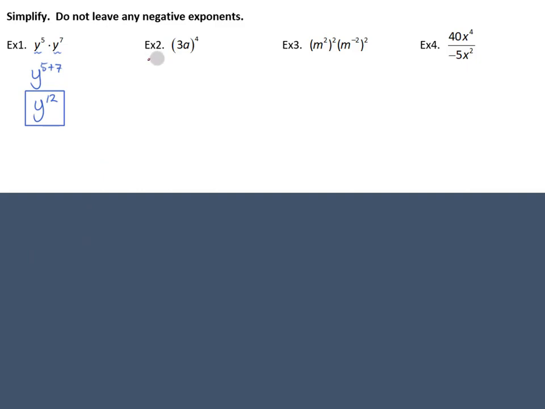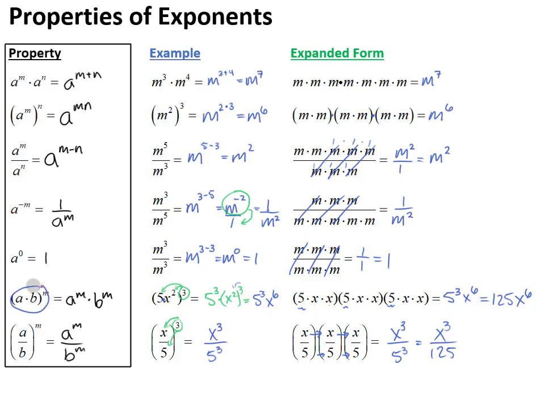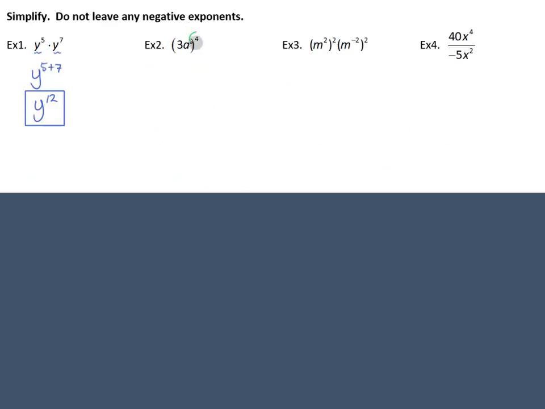For example 2, we have a couple things being multiplied and raised to a power. So let's check our properties. Down here, if I have things being multiplied and raised to a power, we can distribute that exponent to both. So here we can take our 4 and distribute it over multiplication. So we get 3 to the 4th times a to the 4th. So 3 to the 4th can be calculated. It's 3 times 3 times 3 times 3, which ends up being 81a to the 4th.